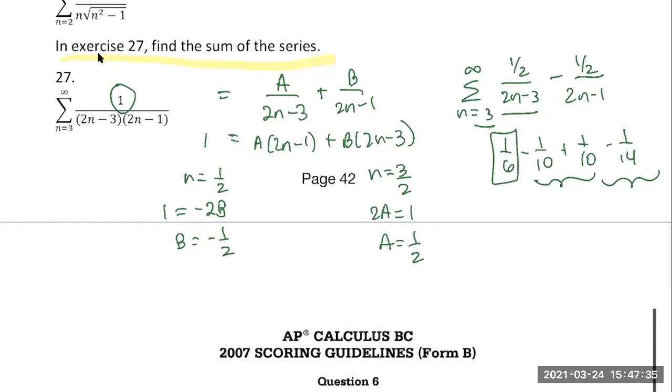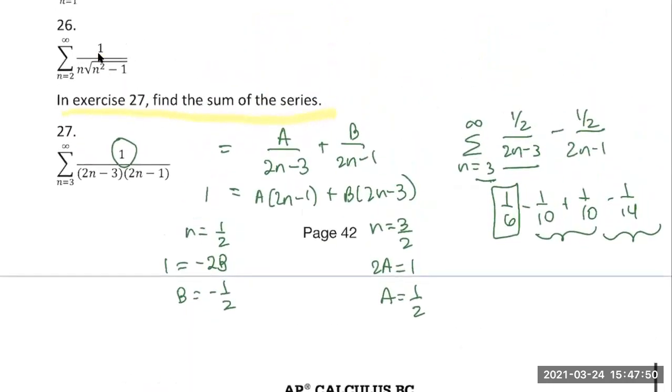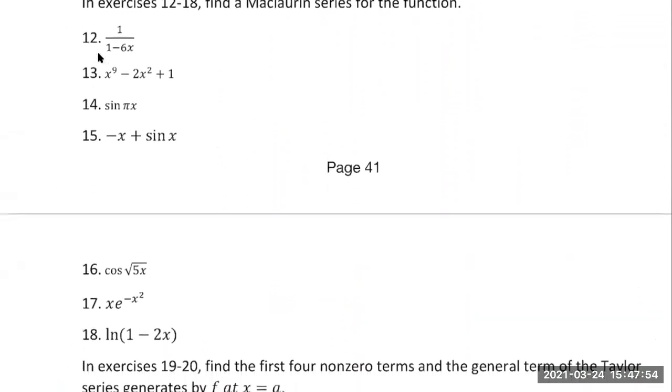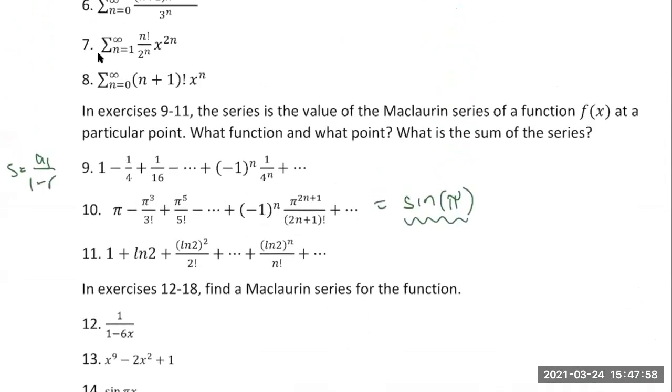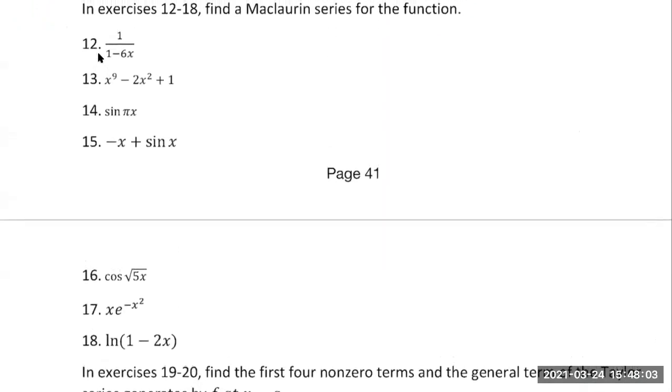Every single test that you have, the focus is always on the current chapter. There might be 1 or 2 questions in the multiple choice that review older concepts, but of course the majority is on series. Anything else from this review assignment? Don't forget to memorize your Maclaurin series for this section to manipulate. That's going to be a major focus on the test as well.